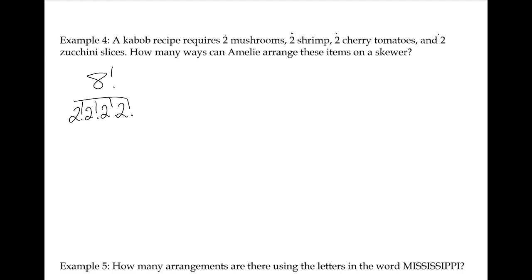And so we're going to have denominator pieces that account for mushrooms, shrimp, cherry tomatoes, and zucchini. In this particular case, I might want to actually use my calculator, but it should still be manageable from a standpoint of mental math.